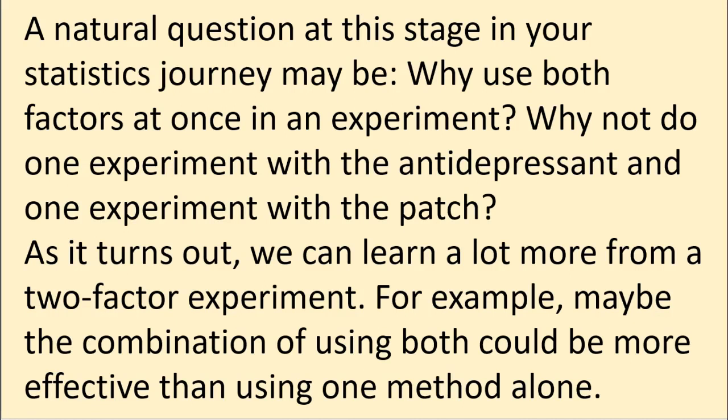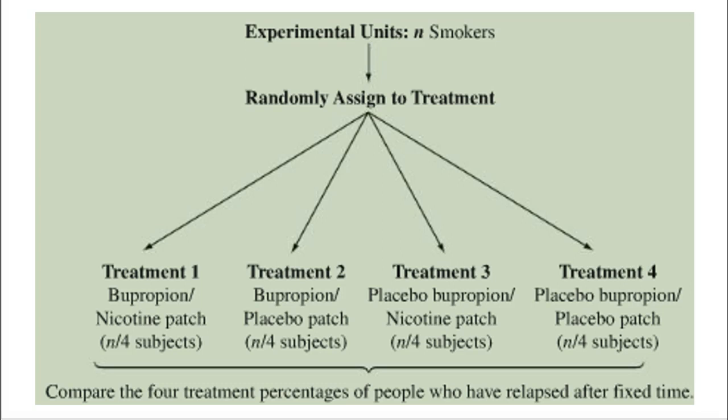A natural question at this stage in your statistics journey may be, why use both factors at once in an experiment? Why not do one experiment with the antidepressant and one experiment with the patch? As it turns out, we can learn a lot more from 2-factor experiments. For example, maybe the combination of using both could be more effective than using just one alone. Here is a simple design for the experiment to assign subjects to each treatment.